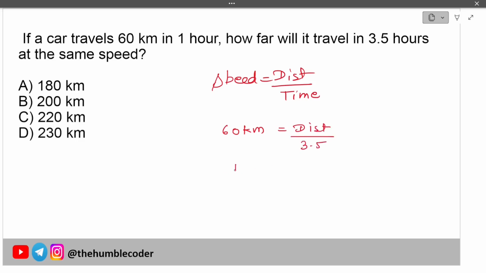So how will we find out the distance? 60 into 3.5. When we do 60 into 3.5, we will get 210. So our answer will be 210 kilometers. As I told you in the starting, the correct option is not there. If there would be an option 210 kilometers, that would be the correct one. So let's now move on to the next question.